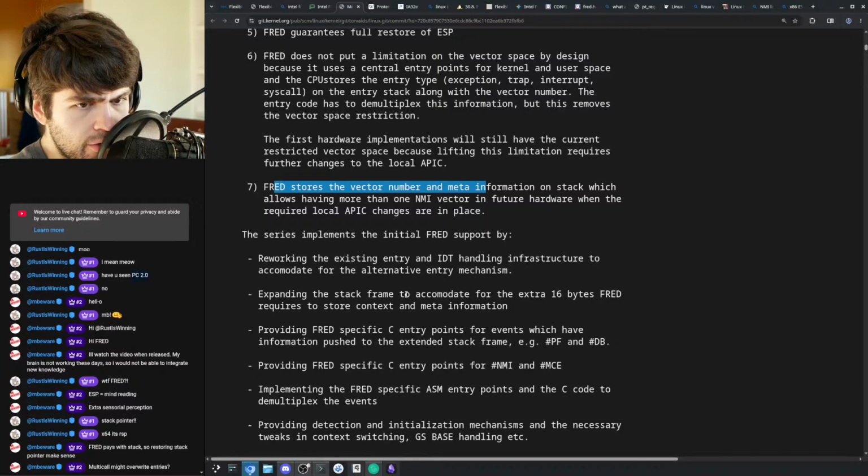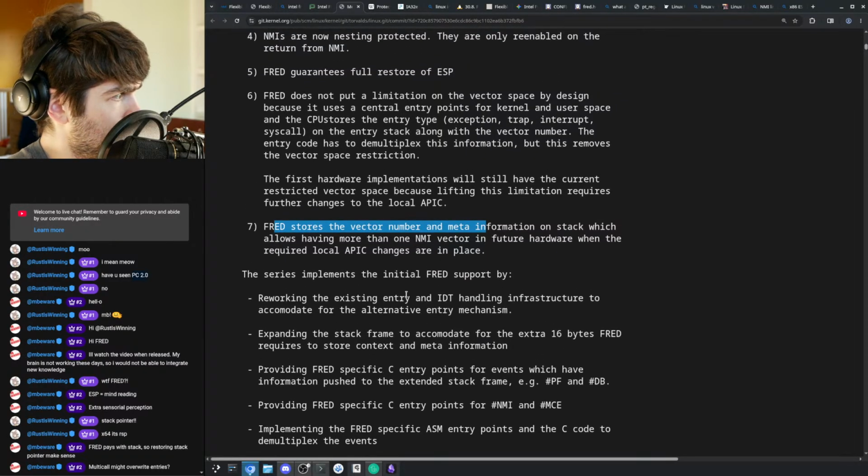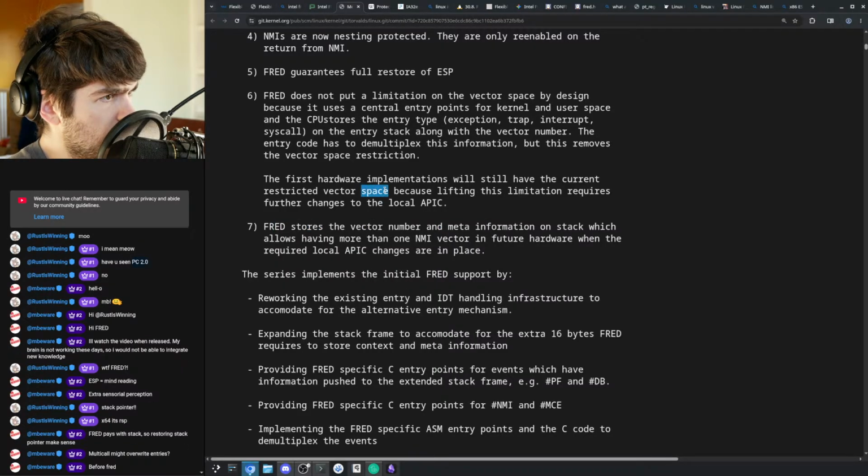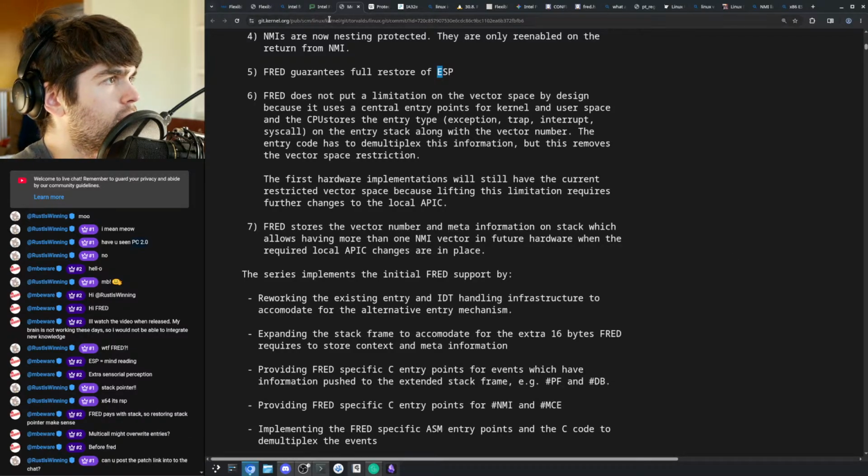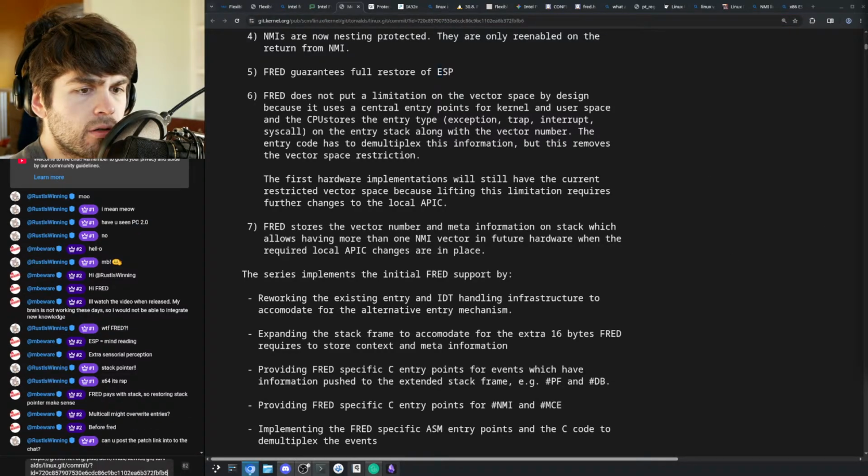Multi-call might overwrite entries. I don't know. Oh, maybe because of the vector space thing? There could be a... I don't know. Can you watch Passion? Oh, yeah. Here you go.